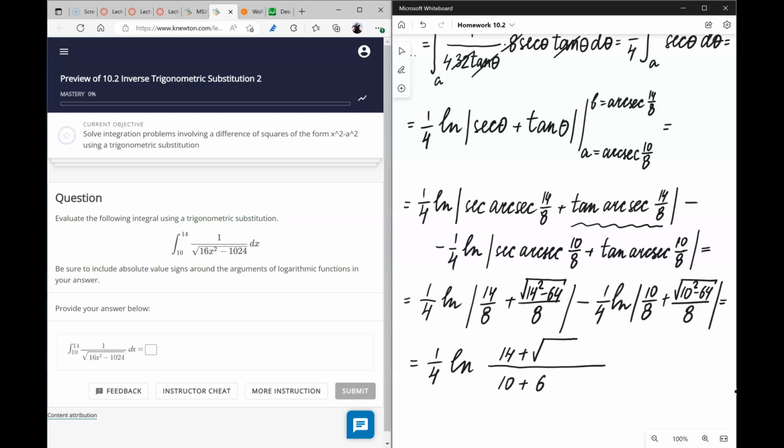the numerator we have 14 squared, which I think is 196, and 196 minus 64 is 132. So it's possible that we can simplify it, but we don't need to. So let's go ahead and enter the answer.